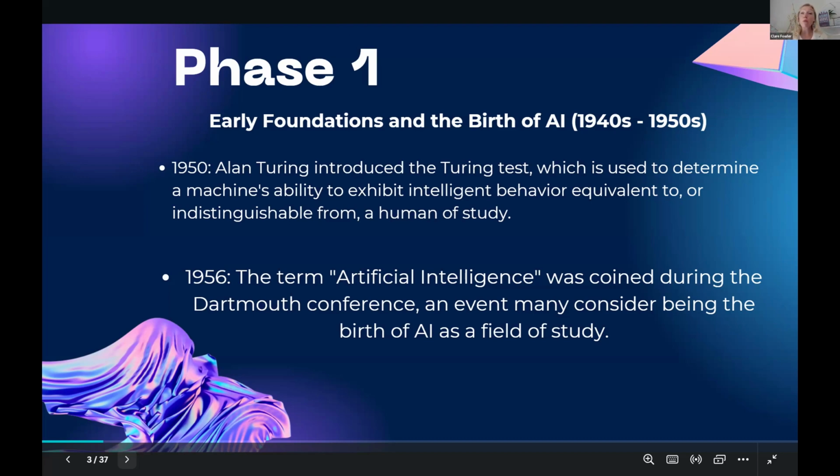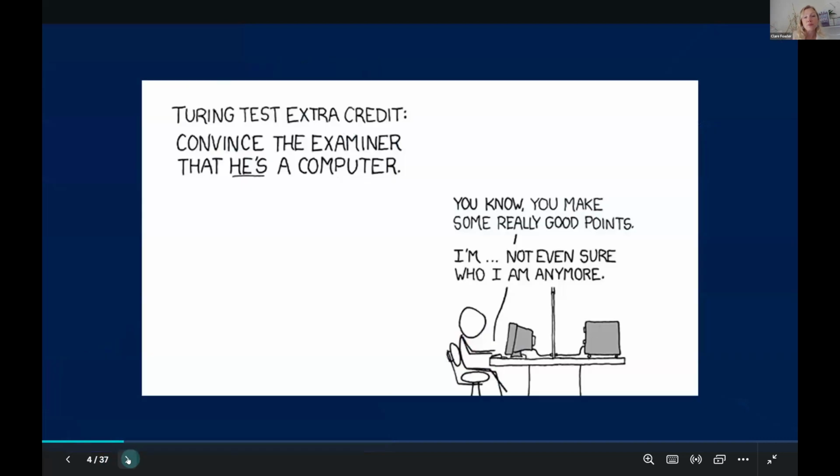So I think we're definitely at that point where we are passing the Turing test, which means that robots are now able to fully integrate into our society, right? That's what it means to pass the Turing test. In 1956, we finally came up with the term artificial intelligence. This is the extra credit. We're probably just about ready to pass that.